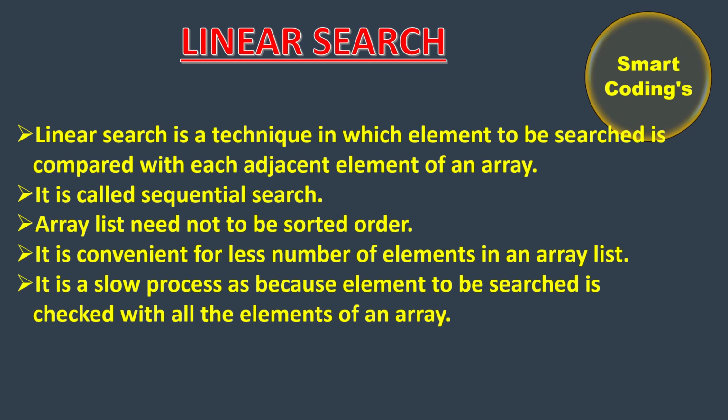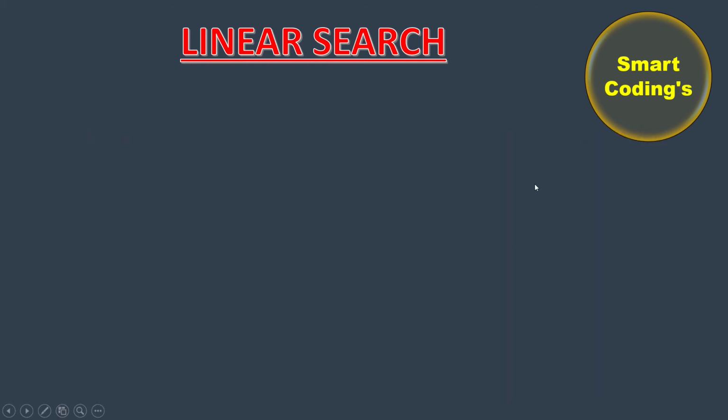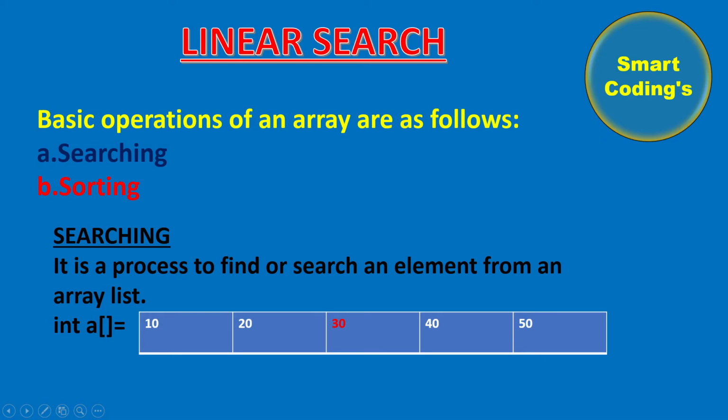Now a few points regarding linear search. Searching is basically of two types, linear search and binary search. We'll be covering linear search in this video tutorial. So linear search is a technique in which the element to be searched is compared with each element, the adjacent elements, of an array. I mean to say, for example, suppose I want to search 30.